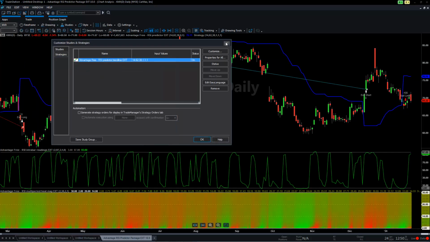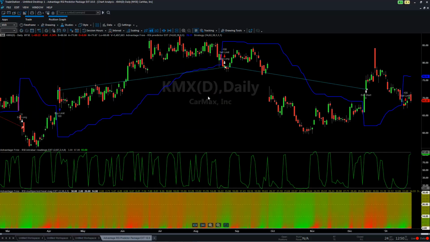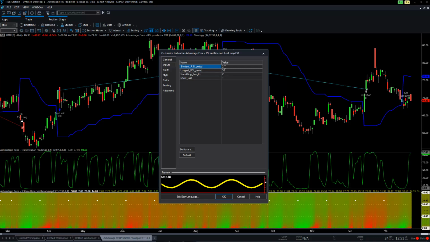Okay, so we have the strategy out of the way, and now we'll be talking about the heat map. The RSI multi-period heat map shows RSI levels across 50 different time frames, starting from RSI 2 at the bottom, going through RSI 14, 26, 38. You can choose the starting point, the shortest RSI and the longest RSI.